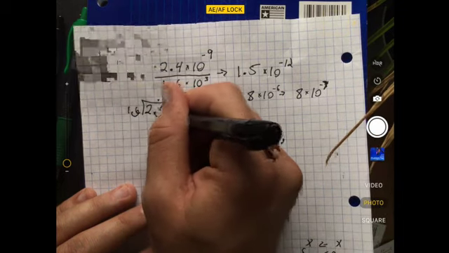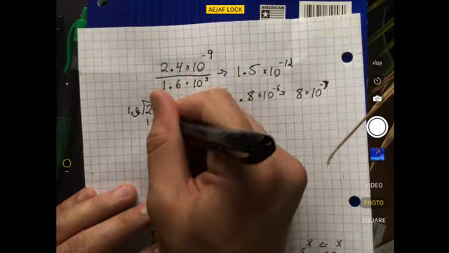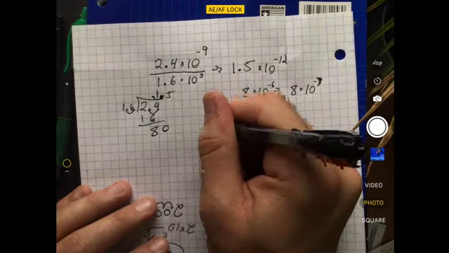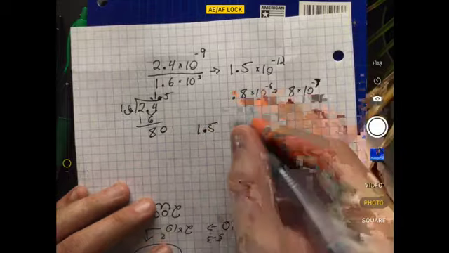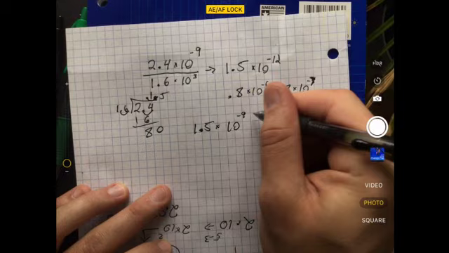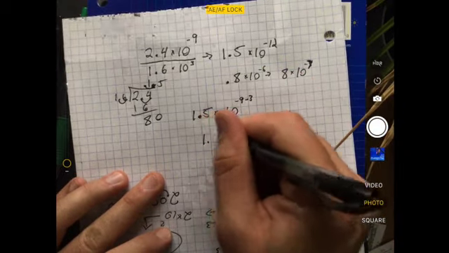16, 8, 80. I happen to know that's 5. So it's going to be 1.5 on the left side. And then times 10 to the negative 9, since it's division and they have the same base, it's minus. So it is going to be 1.5 times 10 to the negative 12th. Dude, good job, Ashley.